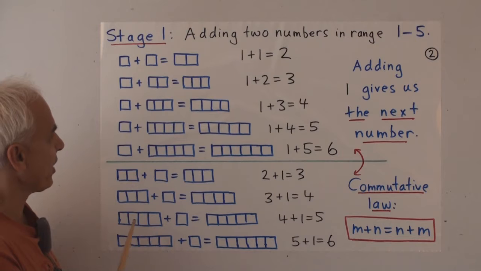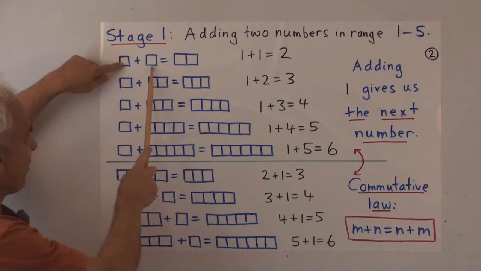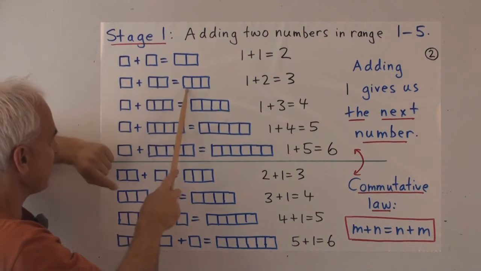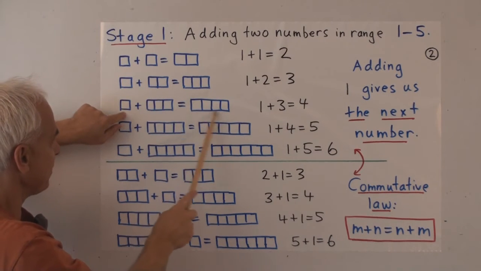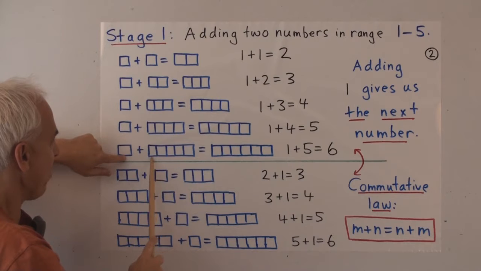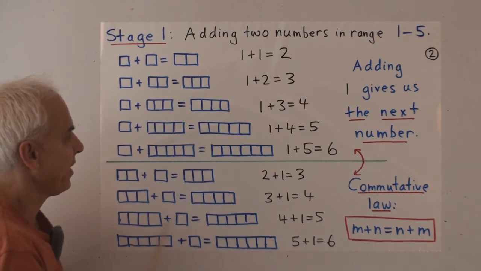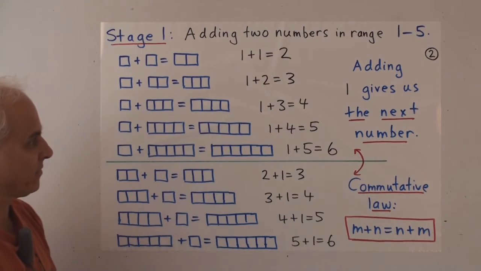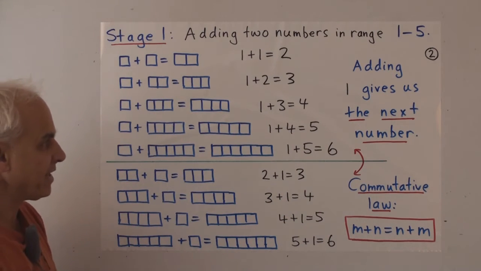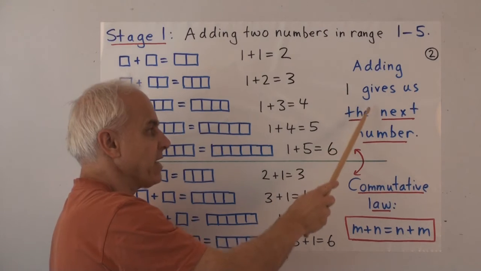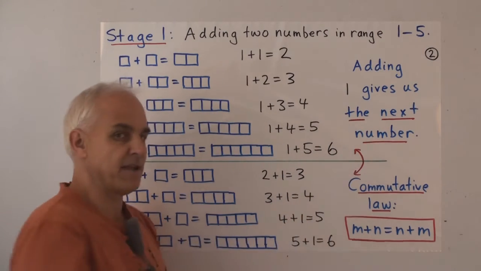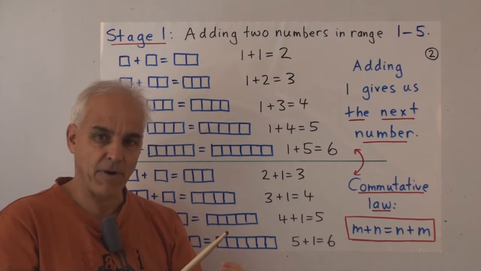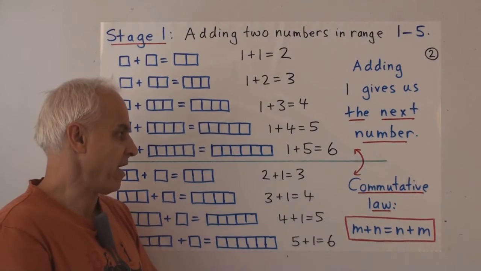It's not too hard to work out what these things are, of course. 1 plus 1, we just bring the squares together, we get 2. 1 plus 2, bring the squares together, we get 3. 1 plus 3 is 4, 1 plus 4 is 5, 1 plus 5 is 6. And they are the corresponding Hindu Arabic equation representing the same thing. And pretty obviously, adding 1 is very simple because it just gives us the next number. If we add 1 to 4, we're getting the next number after 4, namely 5.